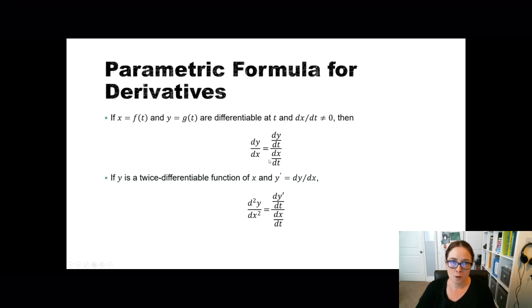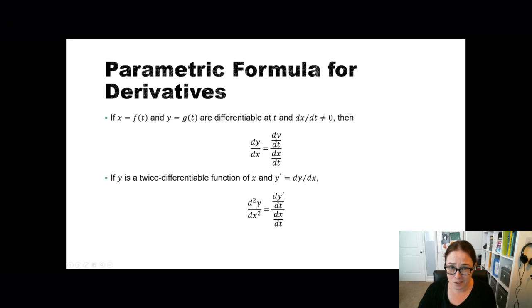So the long way of doing it would be to remove the parameter and then take the derivative, which sometimes can be rather difficult. So the way around that is to not eliminate the parameter and just simply take the derivative of y with respect to t and divide that by the derivative of x with respect to t. And what you'll get is dy/dx, and you may still have the parameter in there, which is important.